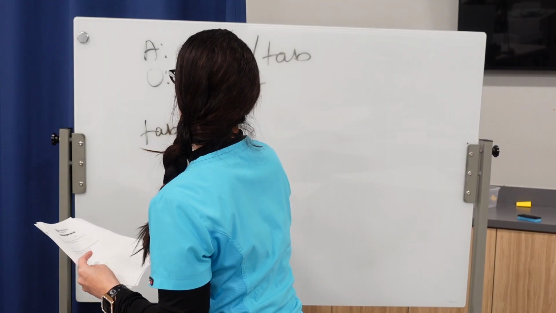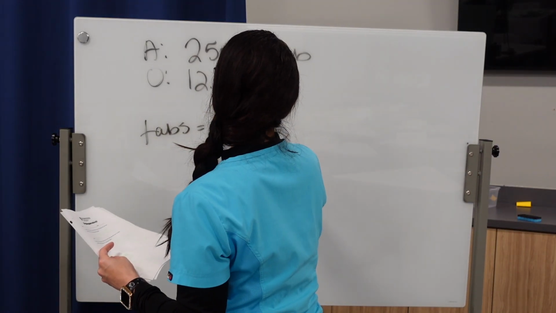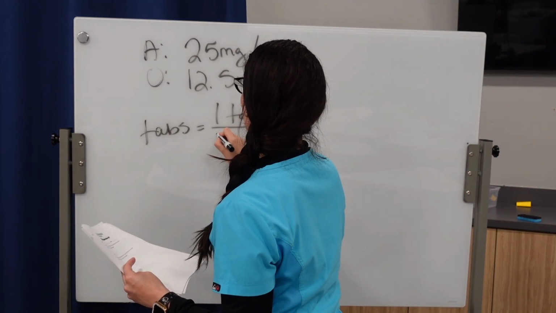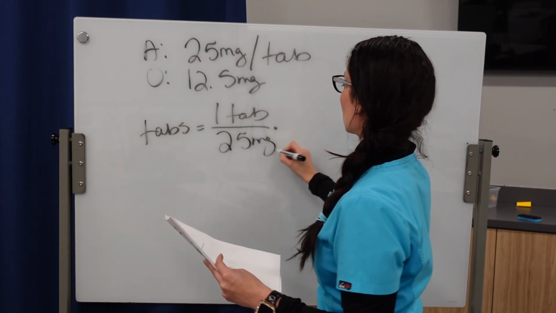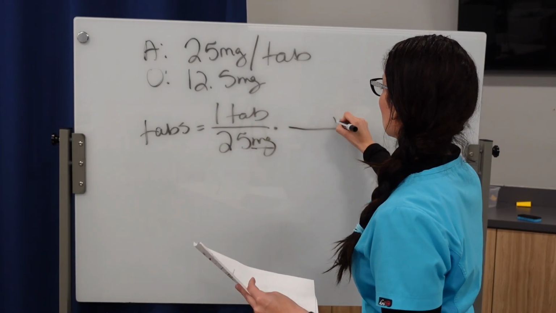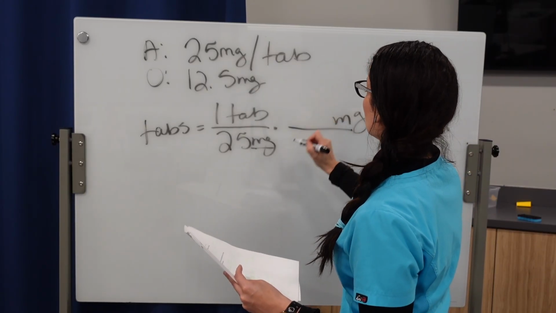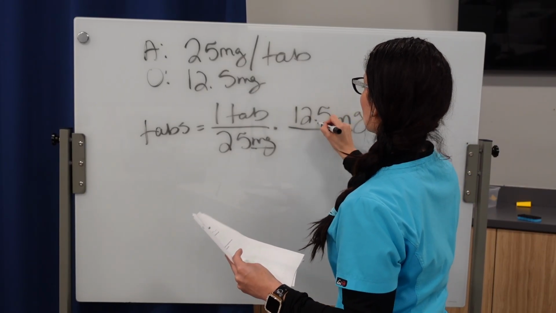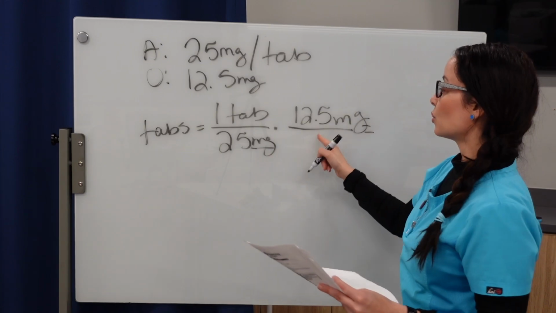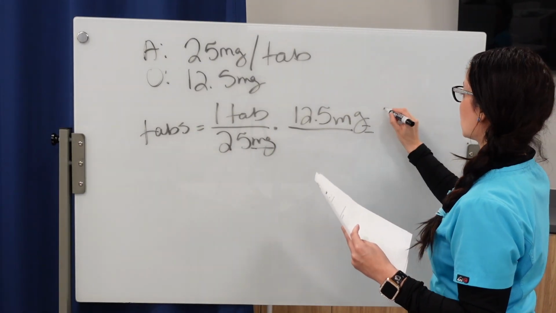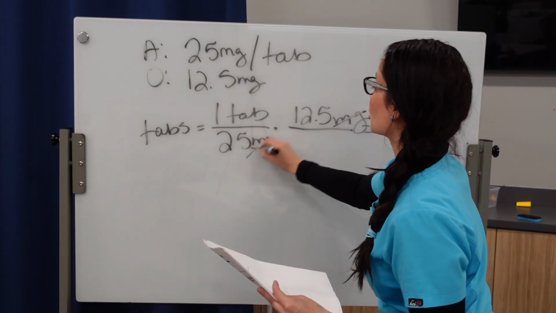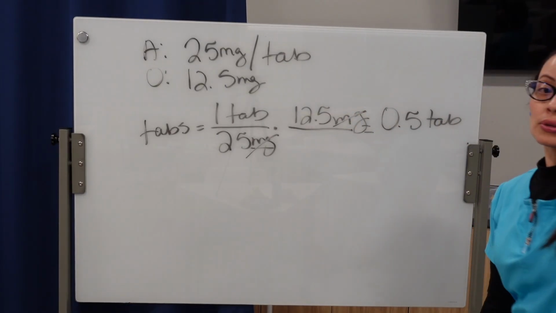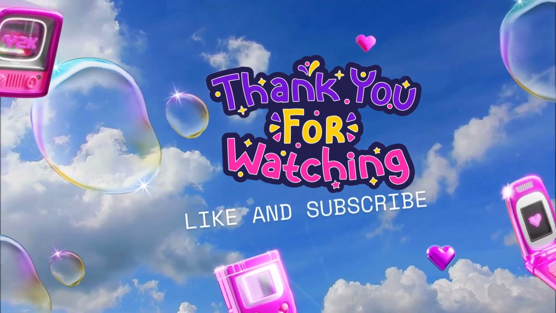Tabs equals 1 tab has 25 milligrams, times whatever's at the bottom goes up here at the top, milligrams, times 12.5 milligrams is the order. When you divide 12.5 by 25, you get 0.5 tabs. Also, your units of measurement cancel out and you're left with tabs. So that's how you know that you got the right answer.